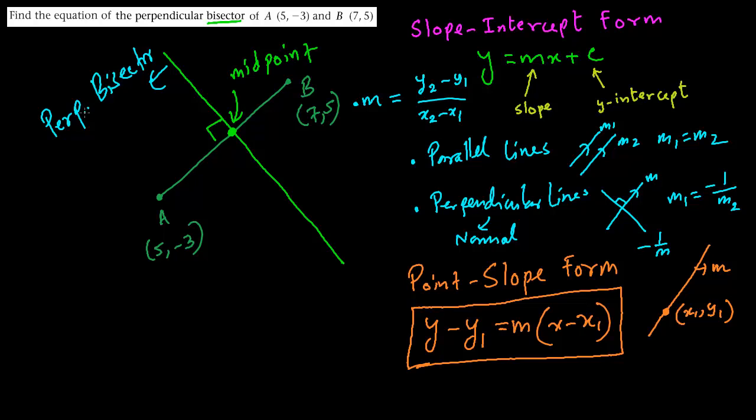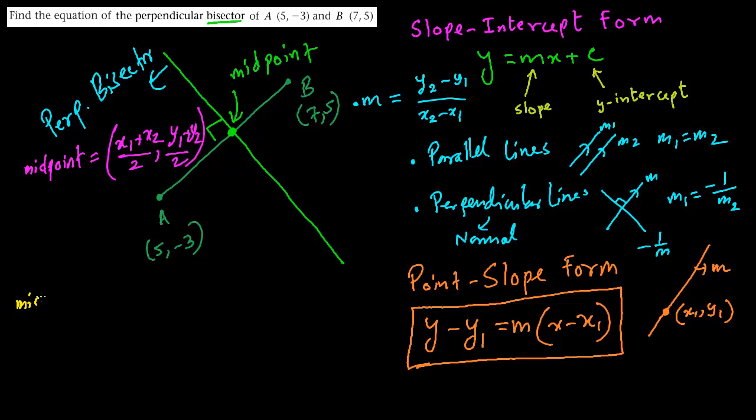So the first thing we need to know is the point through which this line passes, and that is known as the midpoint, and this is the rule for the midpoint. If there are 2 points x1, y1 and x2, y2, then the midpoint equals x1 plus x2 by 2, y1 plus y2 by 2. That's how it works. So let's do this.